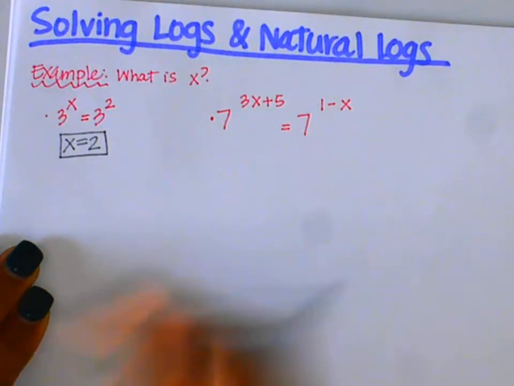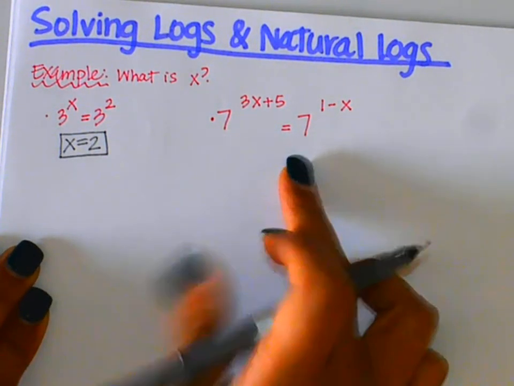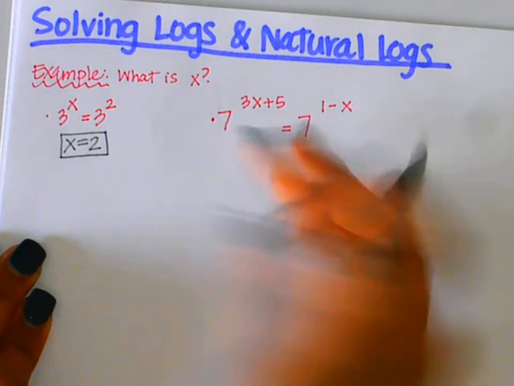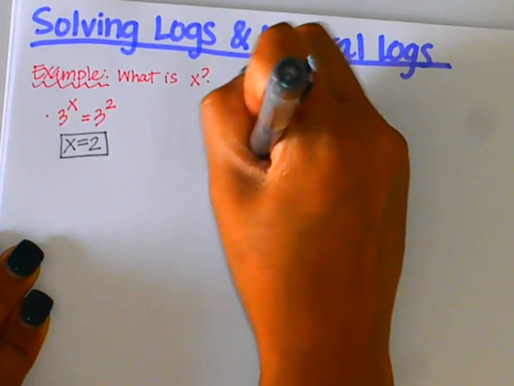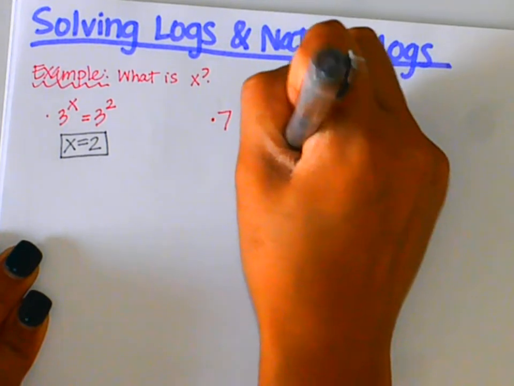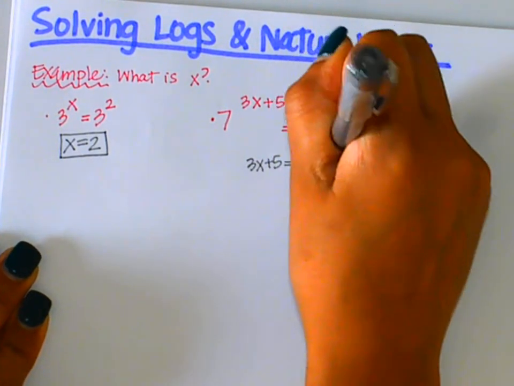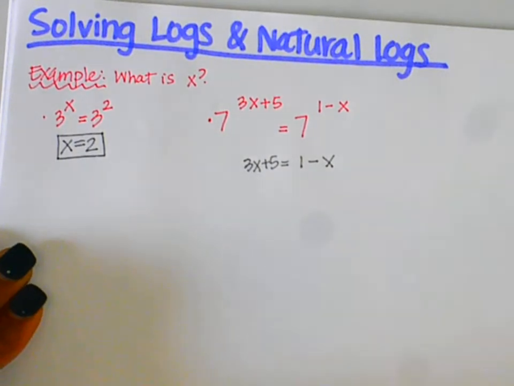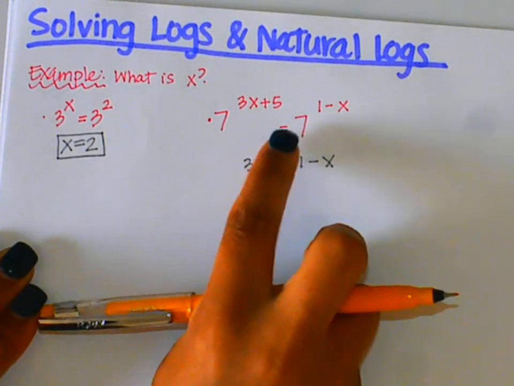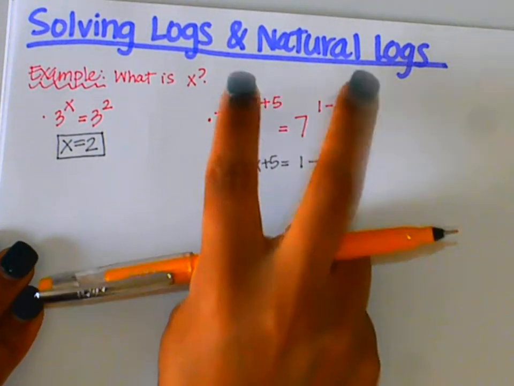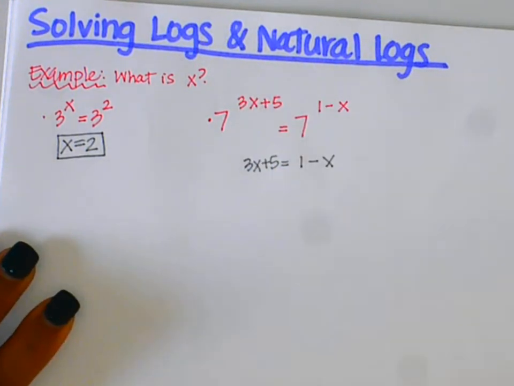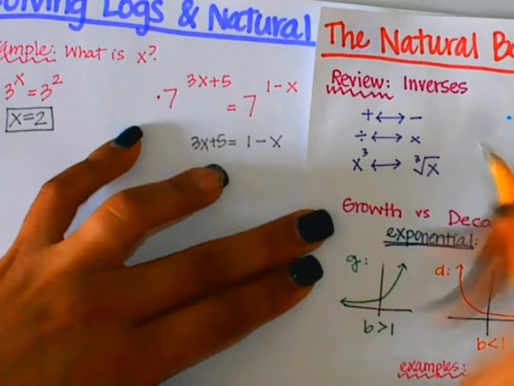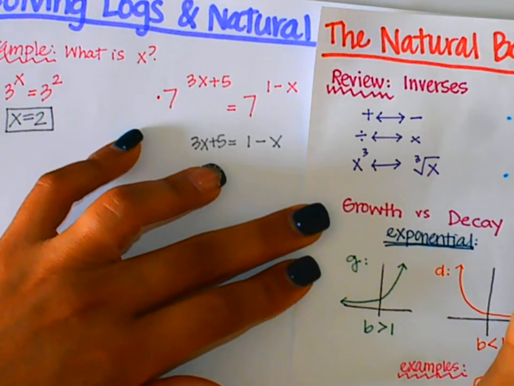So again, here, my bases are the same. So that tells me that my exponents are also the same. So I can set 3x plus 5 equal to 1 minus x. Again, my bases were the same. Therefore, since this tells us where it's equal, my exponents also have to be the same. So going back to our notes from the other day, we're going to use inverse operations to solve for x.